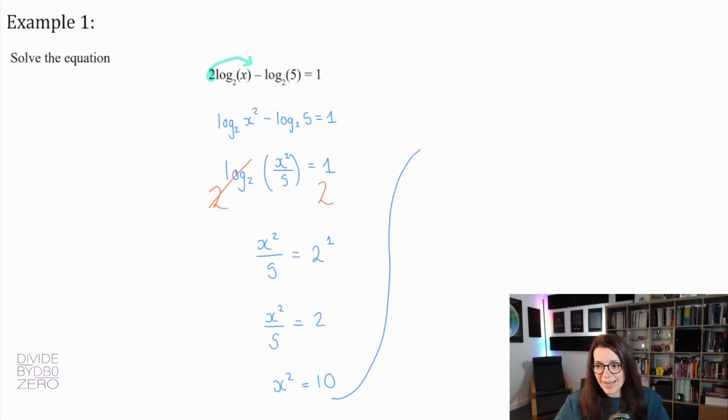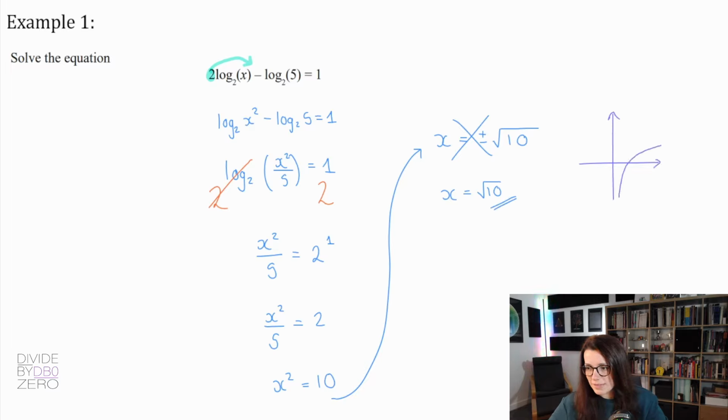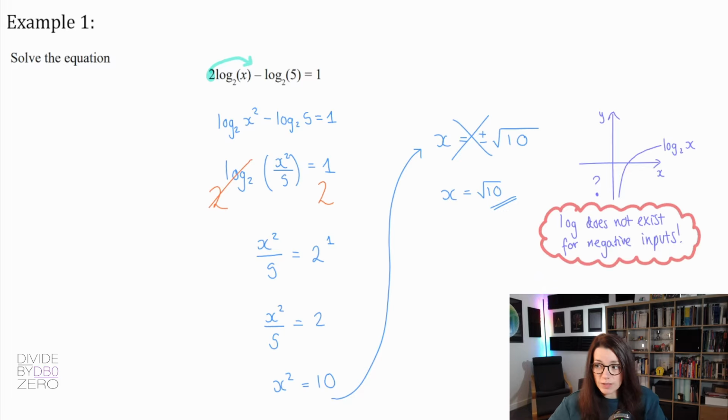Now normally to find x at this point, we would just square root and naturally say it's plus or minus square root of 10. Actually, with logarithms, you have to be careful. x is only going to be positive root 10, not the negative root 10. This is because if we draw a sketch of log base 2, remember it looks like this. The logarithm function does not exist for negative x values or negative inputs. So we're not allowed to have negative inputs inside a log. Really important, that comes up all the time. In fact, the y-axis is an asymptote for the log function.